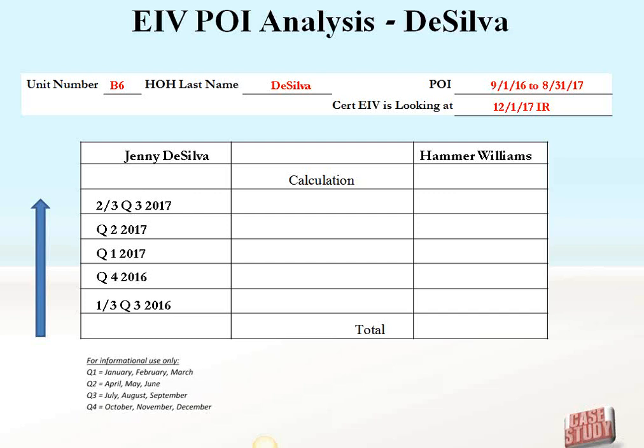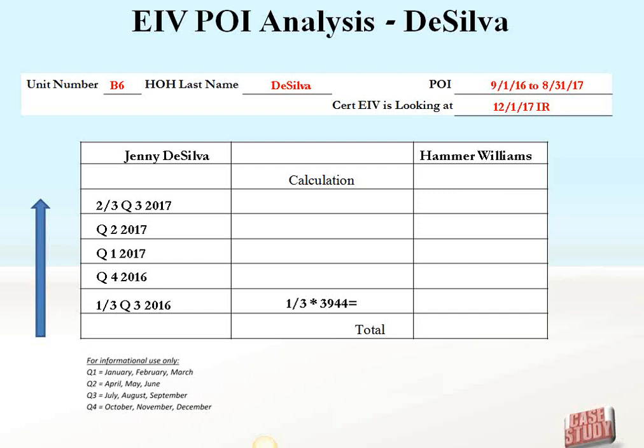Look at your income report and somebody tell me. 39.44. 39.44 is right. Okay, so we're going to take 1/3 of that. We're going to take 1/3 of 39.44 because we're only taking one of the 3 months of that quarter. Okay?